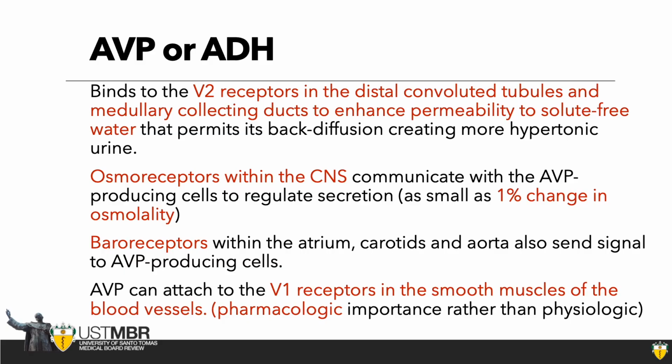And there are V1 receptors within the smooth muscles that cause vasoconstriction. So as the very last hope, sometimes cardiologists or doctors will give antidiuretic hormone to improve the blood pressure, but they're not as good as dopamine or norepinephrine in increasing the blood pressure, but they are used sometimes.